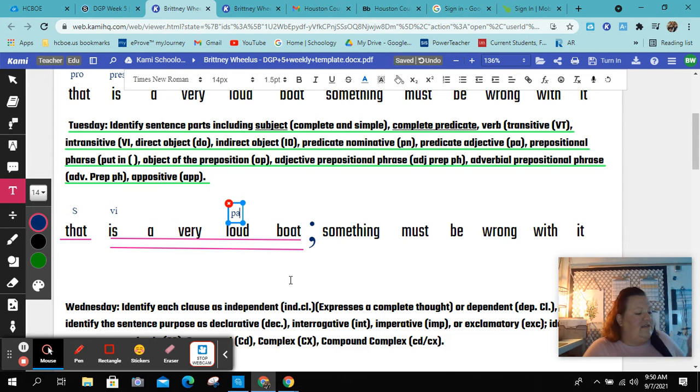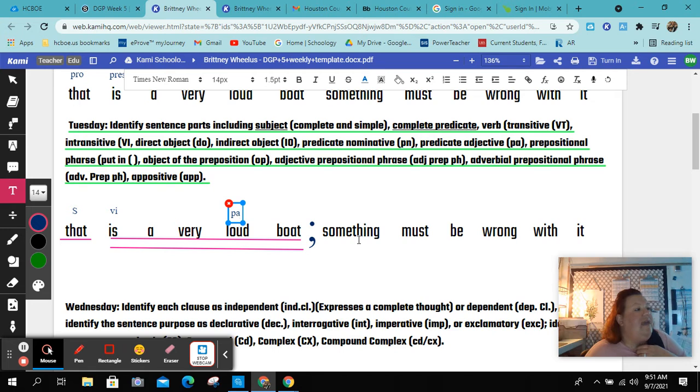All right. Any questions on this part right here? Jacob. What is that and is again? That is your simple subject, and is an intransitive verb, VI. That means there is no action being performed on the verb.